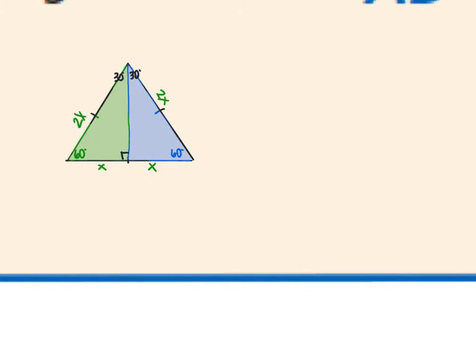The lengths of the three sides of the right triangle, let's just talk about the green one for right now. The short leg measures x. The hypotenuse measures 2x. And then we have the long leg, which at the moment we don't have labeled. I'm going to call it y, and then we're going to figure out, using the Pythagorean theorem, what that length y actually is. Let's start by writing the Pythagorean theorem.